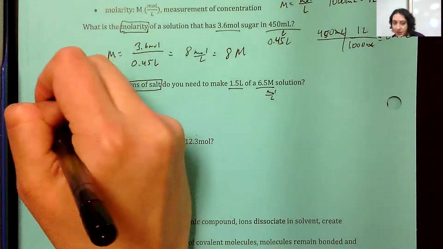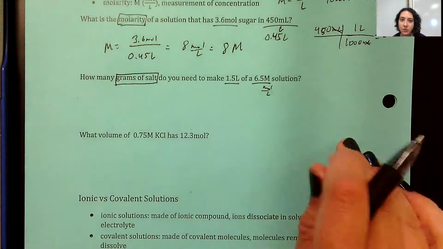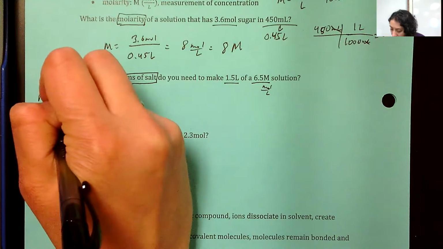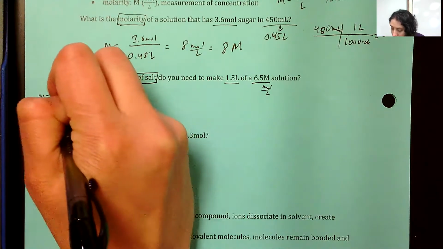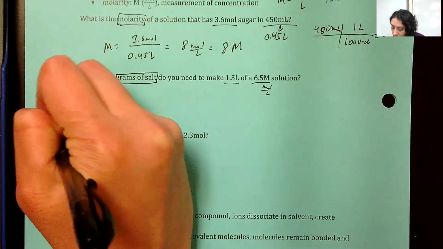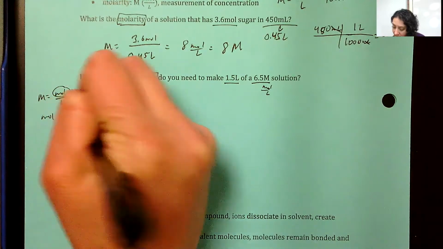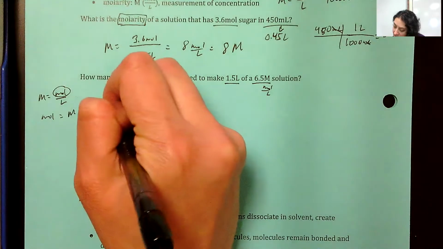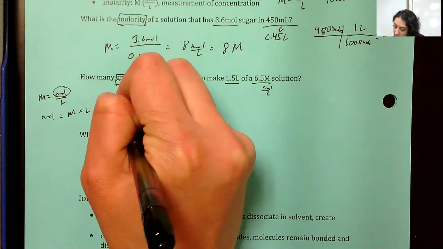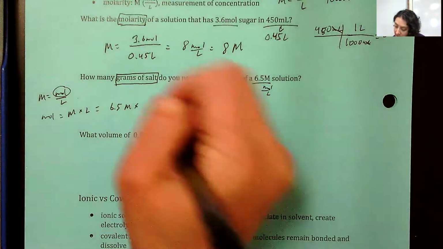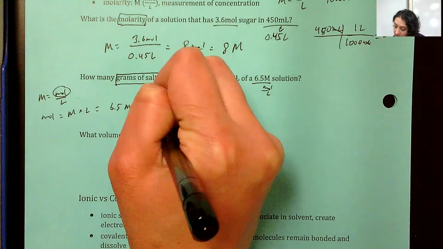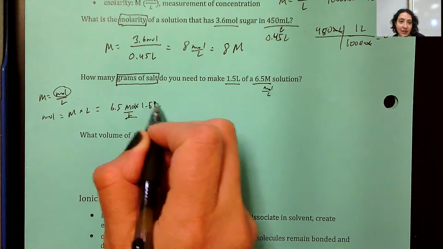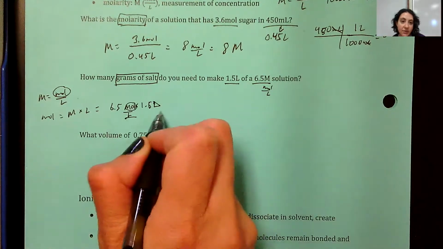So I'm going to try doing this way off to the side. Maybe I've got enough room for both methods. So we've got moles, molarity equals moles per liter. We're trying to solve for moles. So moles is equal to molarity times liters. Okay, so that's going to be 6.5 molarity times 1.5 liters. We can also think of this as moles per liter, and then you can see here how the liters will cancel out and you end up with moles.